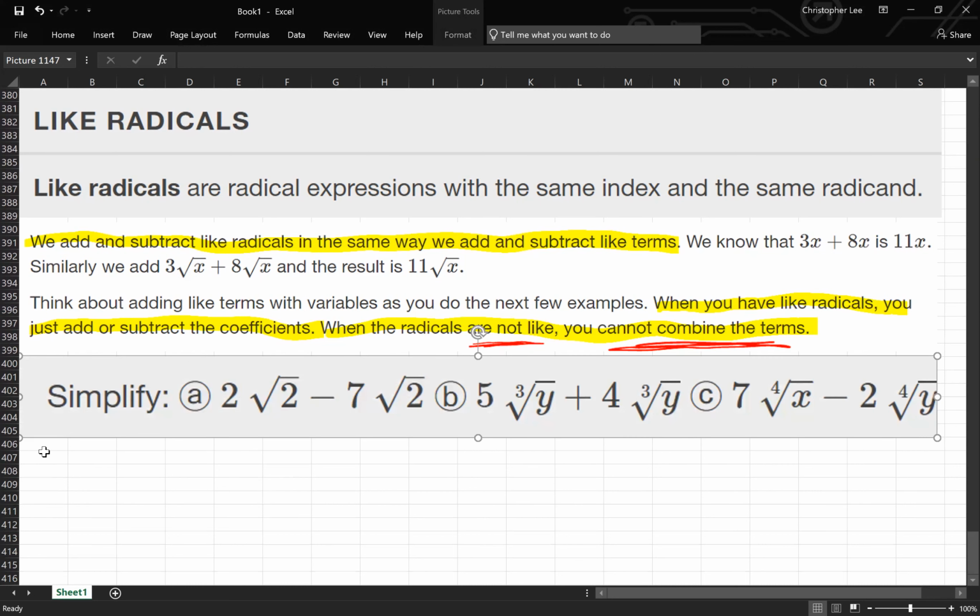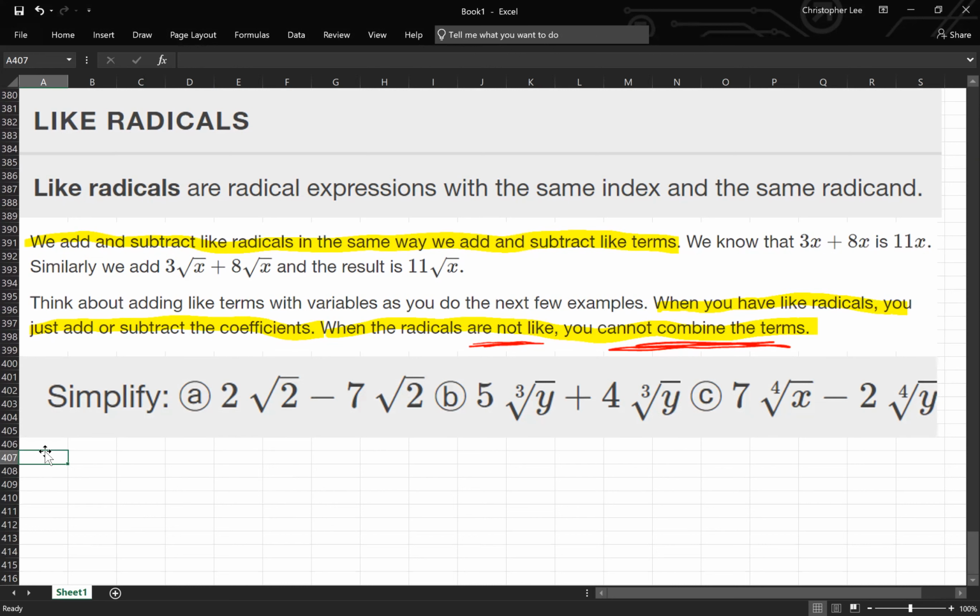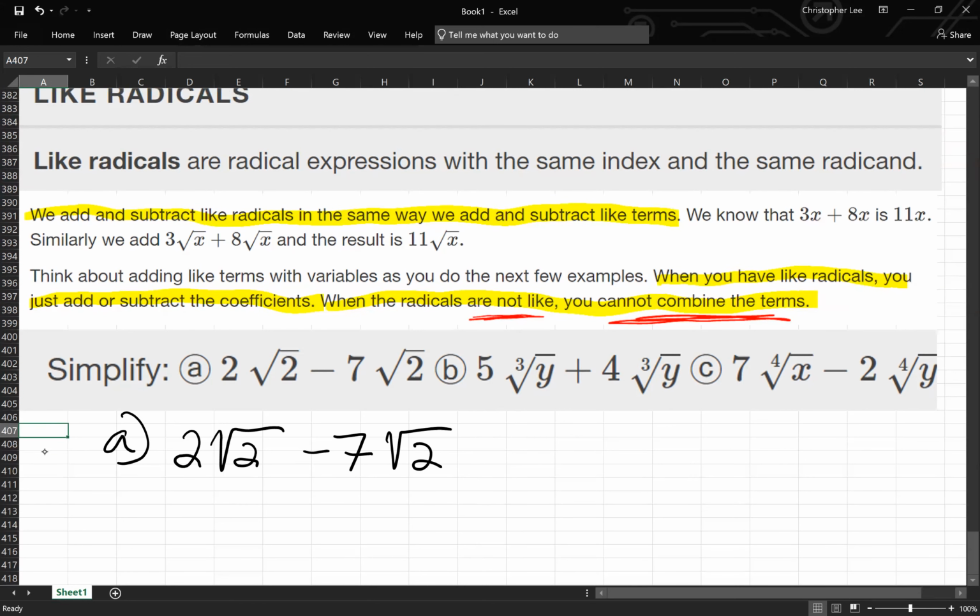So I want to simplify these, right? I'm going to start off with A. So for A, I have 2 square root 2 minus 7 square root 2. Now I notice the radicals are the same. They have the same index, they have the same radicand. So I'm just looking at the number in front, the coefficient. 2 minus 7 is what? Negative 5, right? So this is negative 5 square root 2. That's the answer. I'm done. That's all this is.